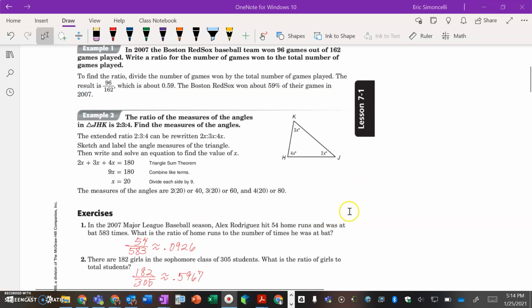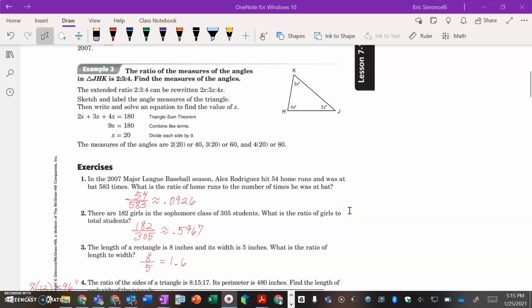All right, moving on. In the 2007 Major League Baseball season, Alex Rodriguez hit 54 home runs and was at bat 583 times. What is the ratio of home runs to the number of times he was at bat? As you can see, I've already set this up. We've got our numerator of 54 divided by our denominator of 583. So our ratio, if you simplify, ends up being this particular decimal, approximately 0.0926.